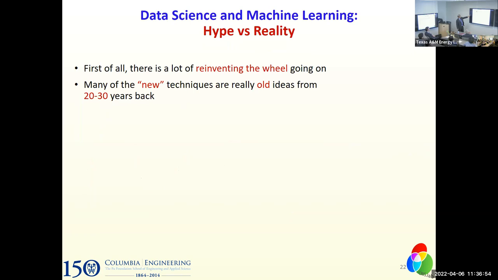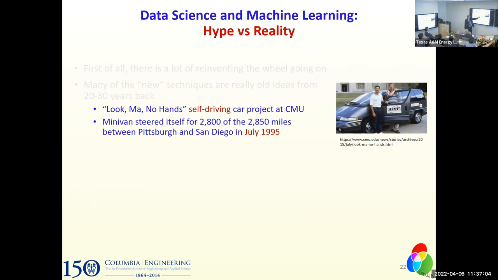First of all, a lot of the things that people present as new are really old ideas, some from 20, 30 years back. For example, the self-driving car was actually demonstrated for the first time in July 1995, roughly 27 years ago, when this minivan drove itself from Pittsburgh to San Diego most of the time, except for city traffic of 50 miles. So the self-driving car is not all that new. It was demonstrated 27 years ago.